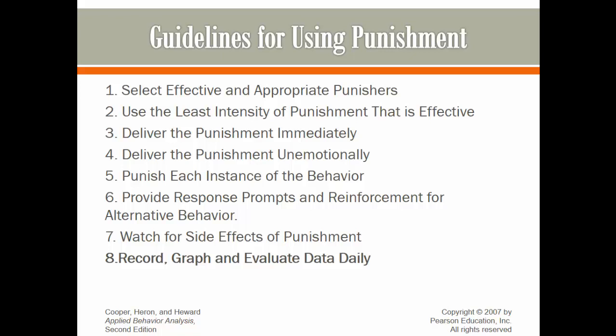So, some guidelines for using punishment. We want to select effective and appropriate punishers. We want to use the least intensity of punishment that is effective, deliver it immediately, unemotionally, punish each instance of behavior, provide prompts and reinforcement for those alternative behaviors, watch for those side effects, and record, graph, and evaluate the data daily.